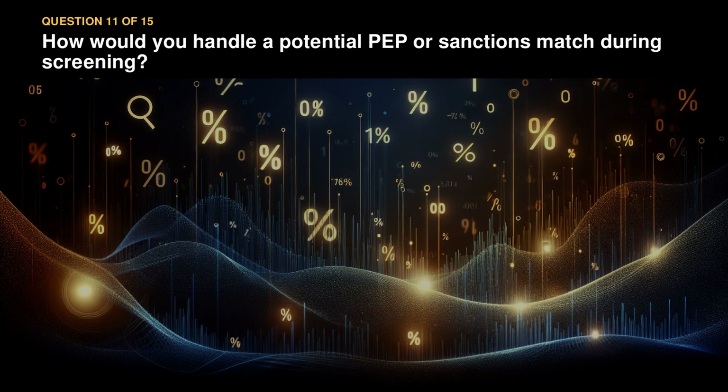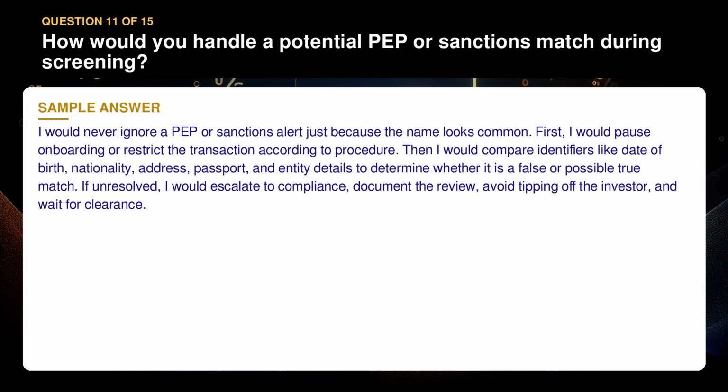Question 11. How would you handle a potential PEP or sanctions match during screening? I would never ignore a PEP or sanctions alert just because the name looks common. First, I would pause onboarding or restrict the transaction according to procedure. Then, I would compare identifiers like date of birth, nationality, address, passport, and entity details to determine whether it is a false or possible true match. If unresolved, I would escalate to compliance, document the review, avoid tipping off the investor, and wait for clearance.